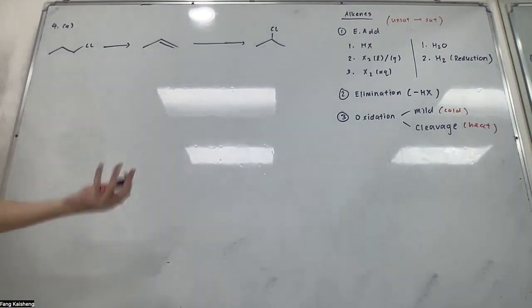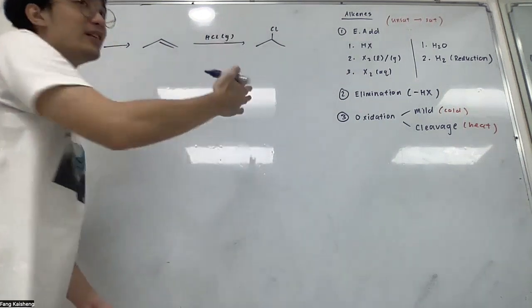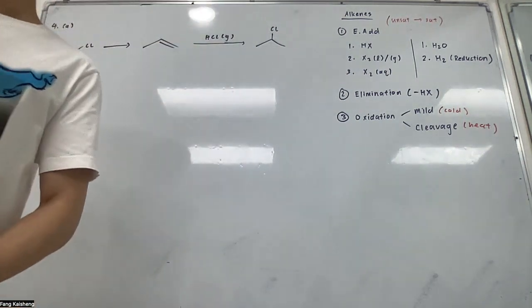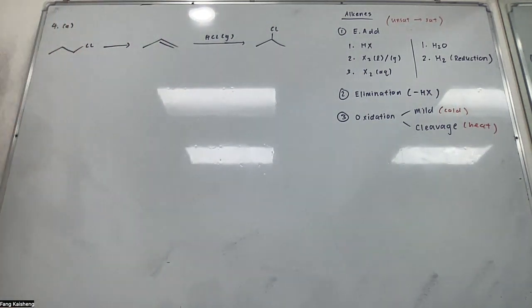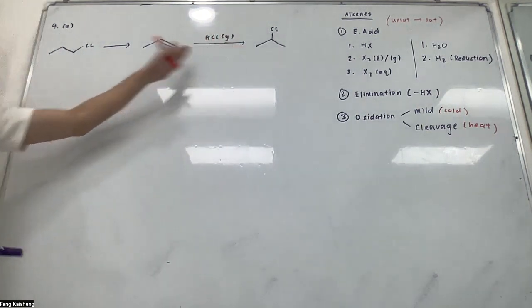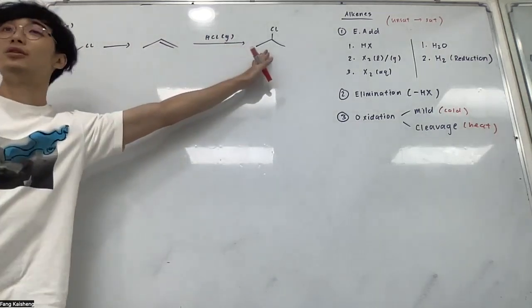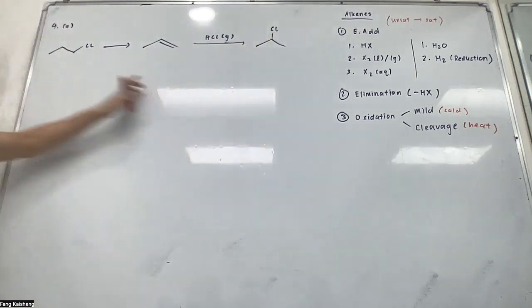Because we have HCl, that's what I'm doing here. Basically, I'm just removing it and adding it back again. But if I remove and add it back again, why don't I just get the original compound? Why do I get this compound instead of the original compound? Because this is the major product. Good. Can you see? This is the more likely product to form compared to this.